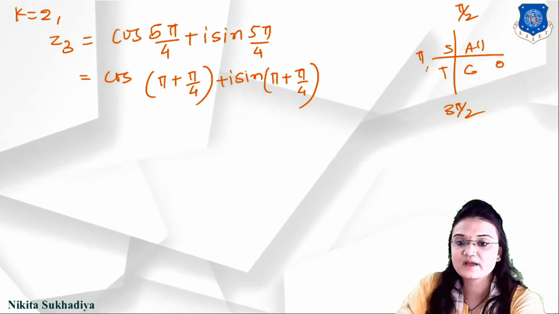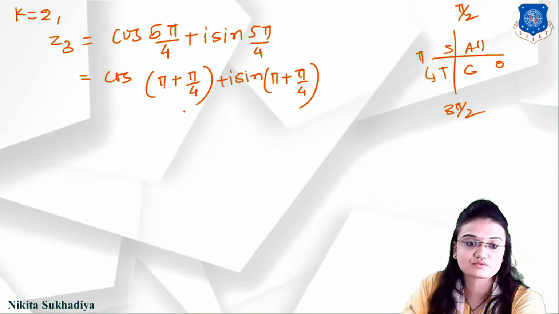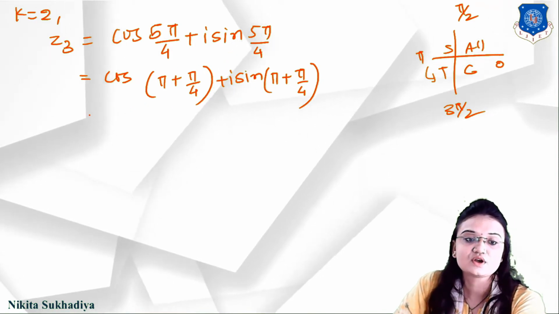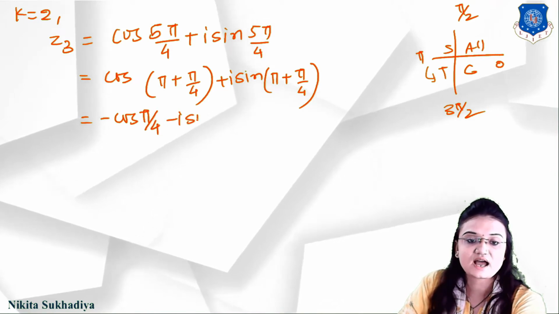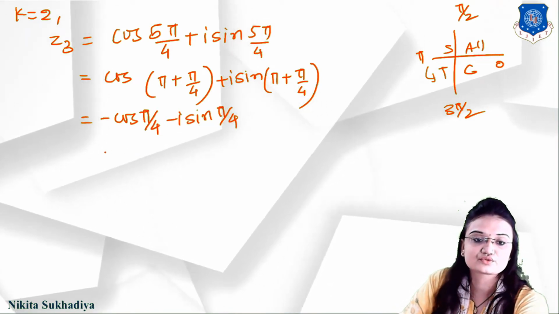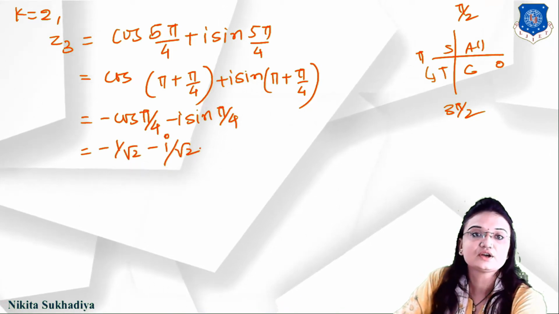So pi plus pi by 4 is something in the third quadrant. So in the third quadrant, tan is positive, cos and sine both are negative. So this is minus cos pi by 4 minus i sin pi by 4. So our answer is minus 1 upon root 2 minus i by root 2.